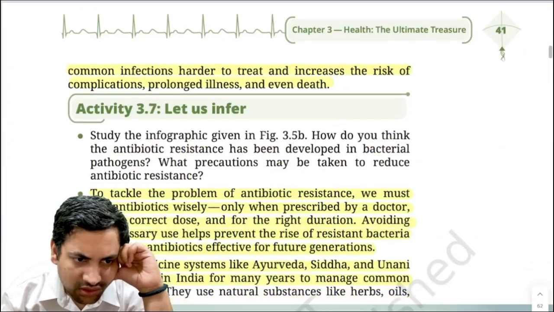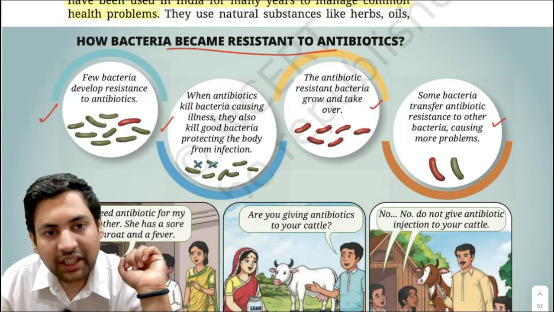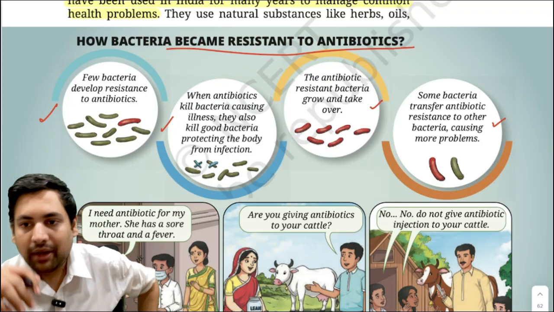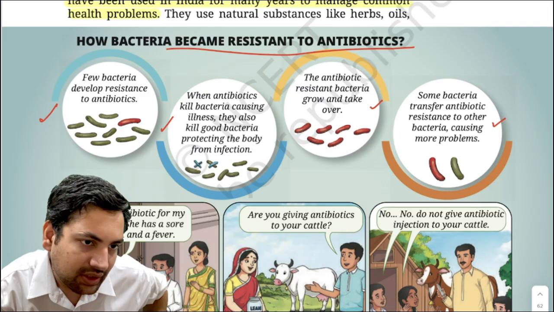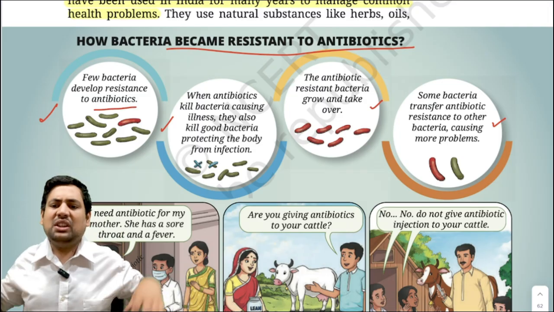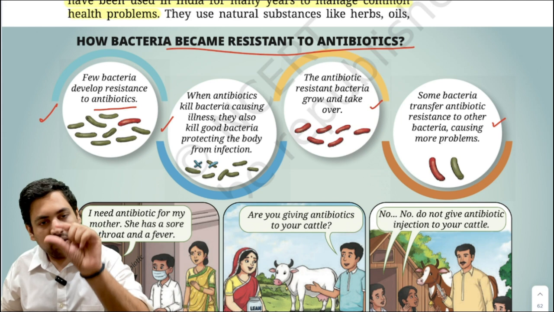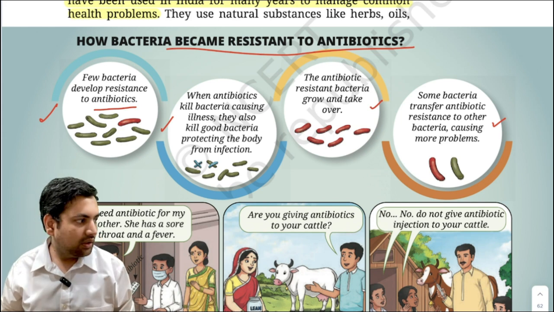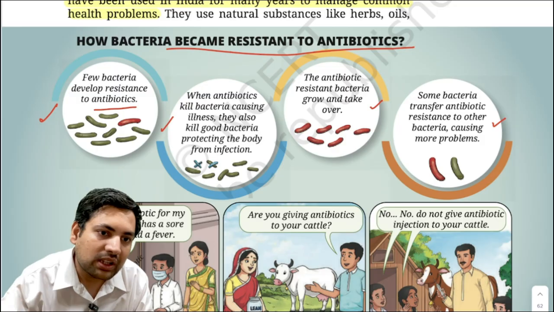Now understand this also, it will give you more clarity. Now how bacteria is actually becoming resistant to antibiotics. So basically what happens, see, a few bacteria develop resistance to antibiotics. Why? Because there is so much antibiotic being supplied when it is not even needed. So some of the bacteria will survive it. Correct. Now, if some bacteria survive it, now what happens?